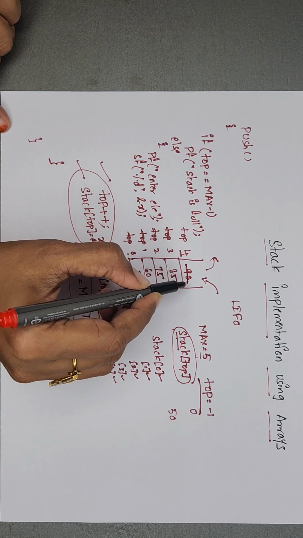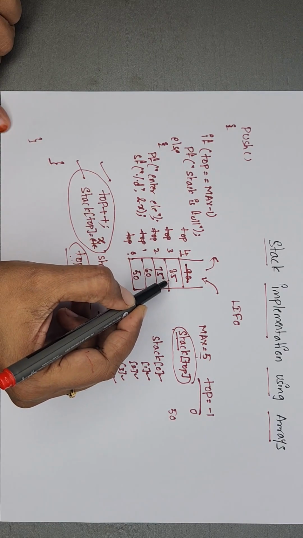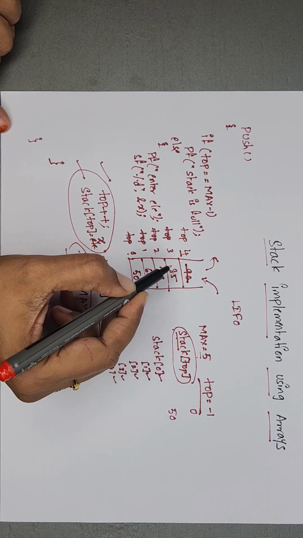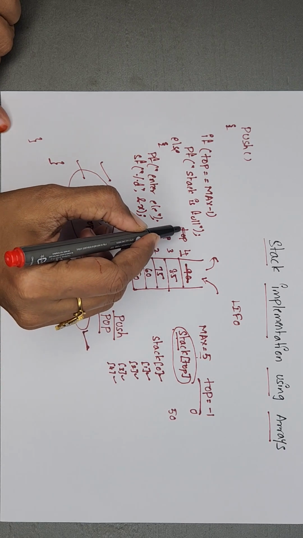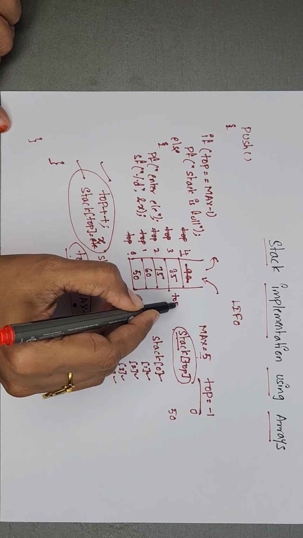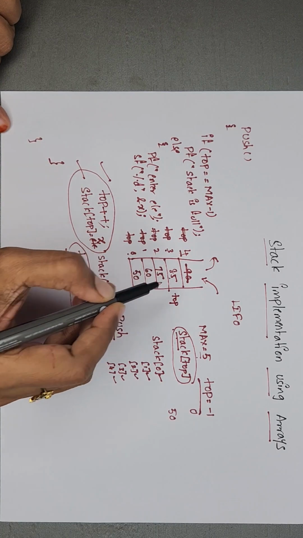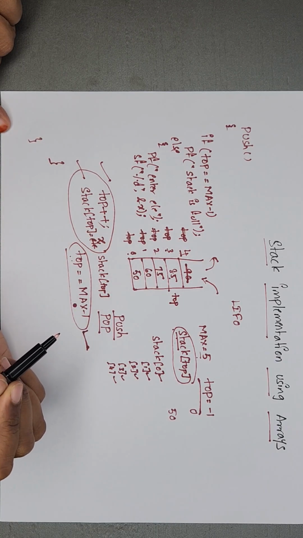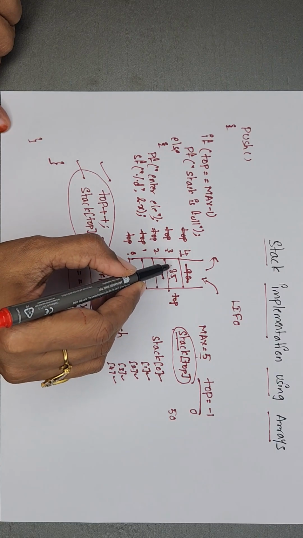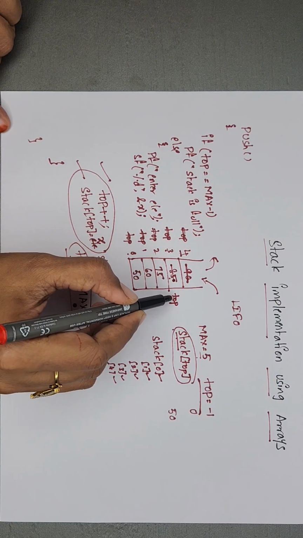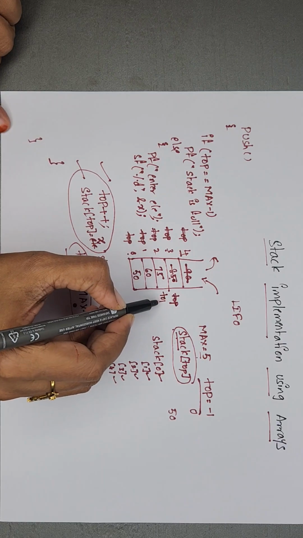After deleting this element, which one becomes the topmost element? 85. The index of 85 is 3. 3 becomes top. It means you have to decrement the top value by 1. Now top is 3. The topmost element is 85. Again delete. Which element do we have to delete? Stack of top. Once you delete this one, top is decremented by 1.